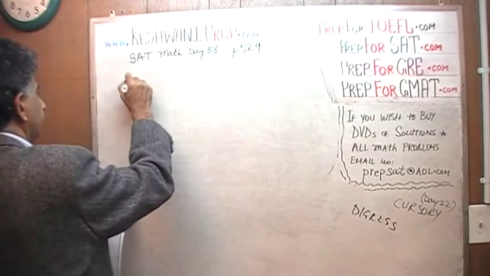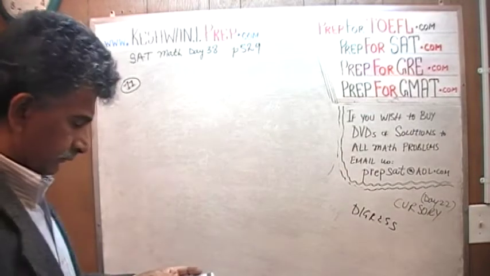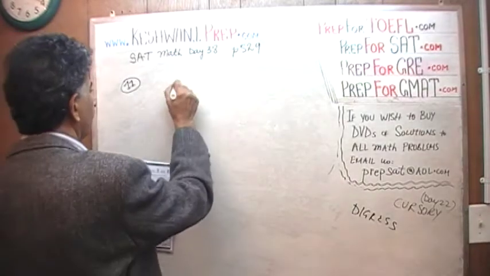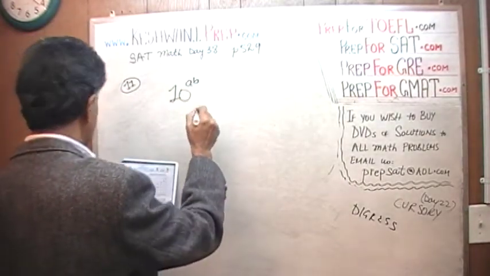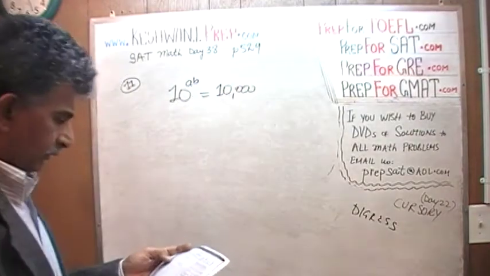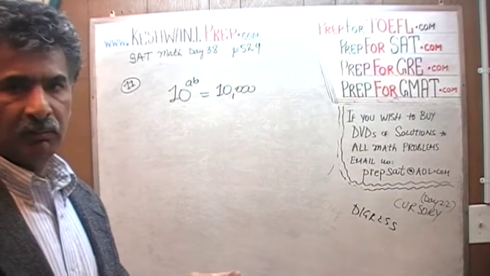Number 11. Number 11 is a level 2 question. We are told that 10 raised to AB equals 10,000. And the question simply is, what is one possible value of A?